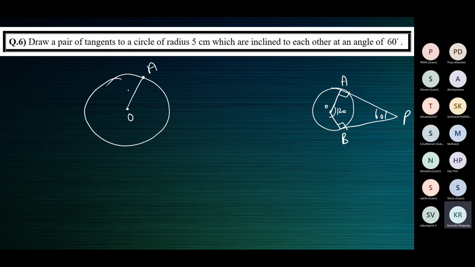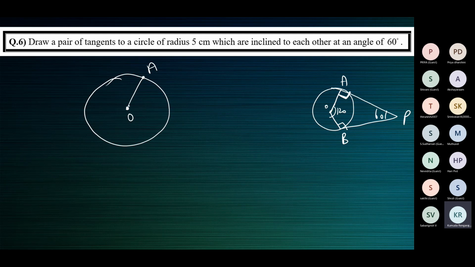Now on this baseline, what should you do? You should construct 90 degrees here. That's what this rough figure is telling. At A, you should construct 90 degrees. At O, make 120 degrees. So how will we do this? I'm using the rough figure.